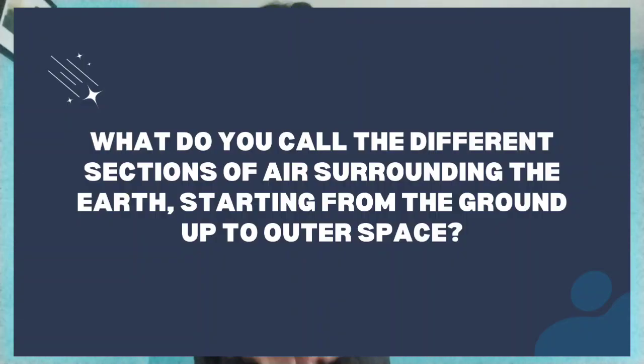the layers of atmosphere. But before we proceed into our discussions, I have first a question for you. What do you call the different sections of air surrounding the Earth, starting from the ground up to the outer space? Very good. It is the layers of atmosphere. So now I am going to present a diagram that shows the different layers of the atmosphere.